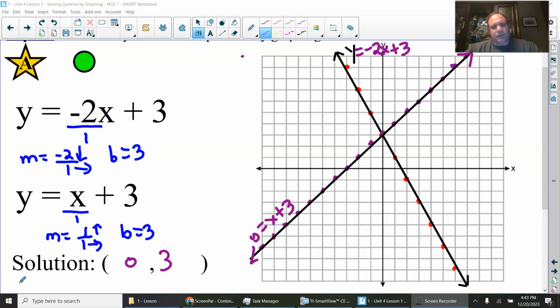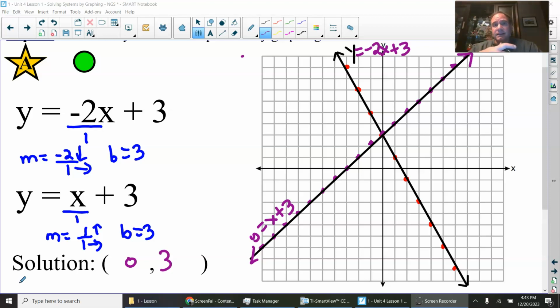So here is the solution. It is 0, 3. Hopefully you did get that correct. Just remember that when you're graphing a line that has a negative slope, it is supposed to go down from left to right. So I know that the line y equals -2x plus 3 is correct because it crosses at 3 and it goes down from left to right.